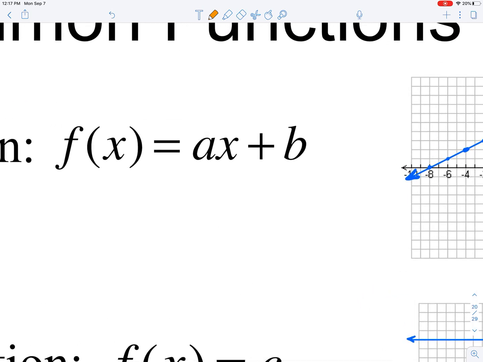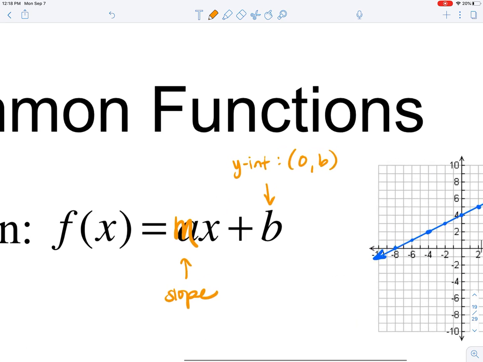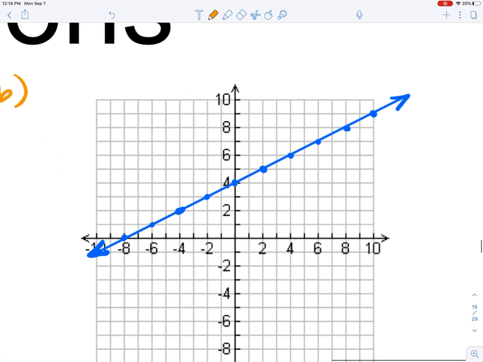So the first equation that I have here, f of x equals ax plus b, this is really slope-intercept form of the equation of a line, right? We usually would use m here instead of a, where m is the slope, and then b is our y-intercept, or helps us identify what the y-intercept is, because the y-intercept would be 0, b. So obviously this is a general equation of a line that is in slope-intercept form.